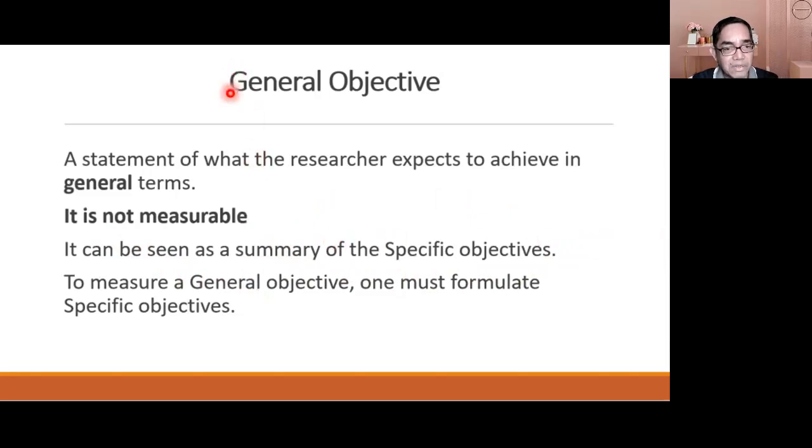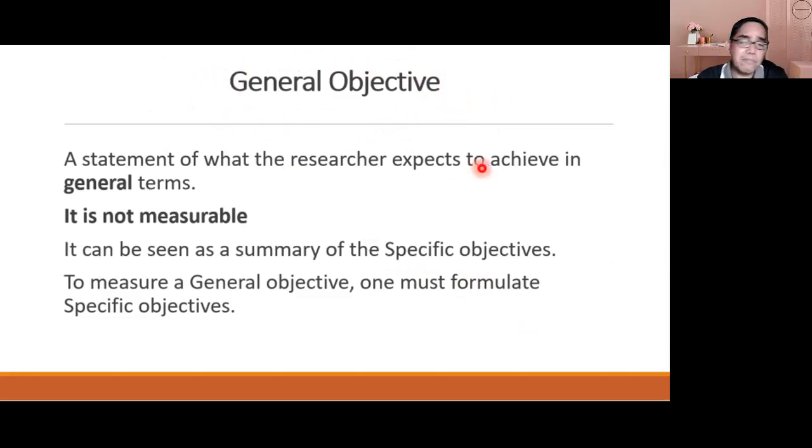And therefore, because the general objective is a summary of the specific objectives, we can look at the general objective and the specific objectives as talking of the same thing. Let me repeat that. The general objective and the specific objectives should be talking of the same thing, except that the specific objective is a specific formulation of the general objective. So the specific objectives are specific formulations of the general objective.